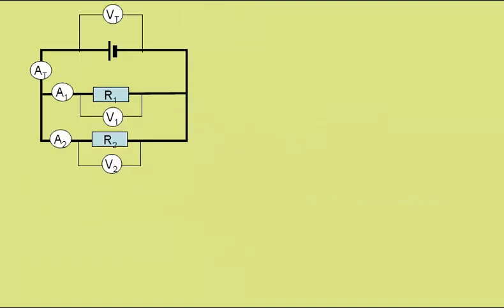Now let's look at this parallel circuit. Again, I have two resistors, resistor 1 and resistor 2. I've got a voltmeter to read the potential difference across the supply, the total potential difference, and the potential difference across resistor 1 and resistor 2. I have an ammeter measuring the current passing through the supply and down here, and an ammeter measuring the current that goes through resistor 1, another ammeter measuring the current going through resistor 2.